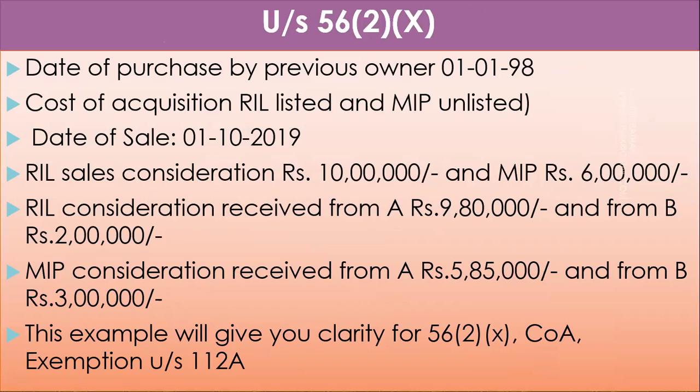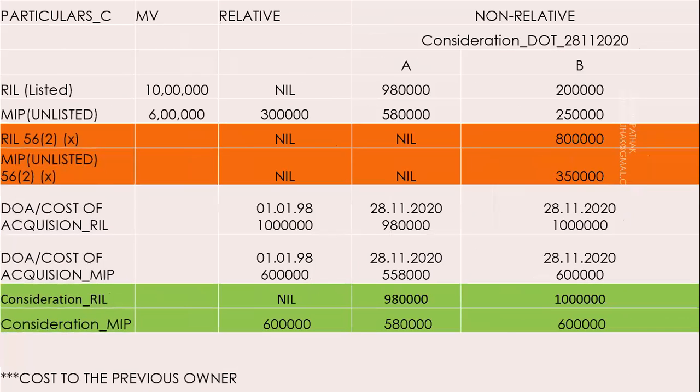Here I have taken an example for the purpose of calculating capital gain. Here there are 3 columns. There is one RIL listed share and one MIP unlisted share. I am going by row. I have a RIL listed share and an MIP unlisted share. What would be the deemed capital income in the hands of the relative, column number 3, A the non-relative, and B the non-relative? So I have considered 3 columns.